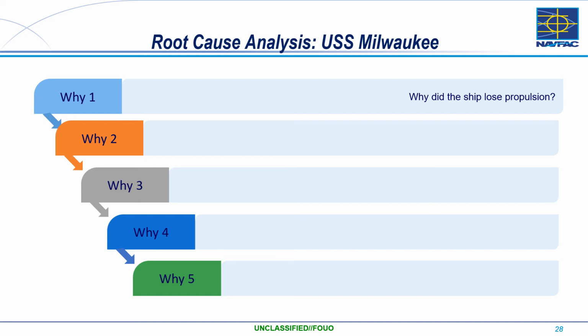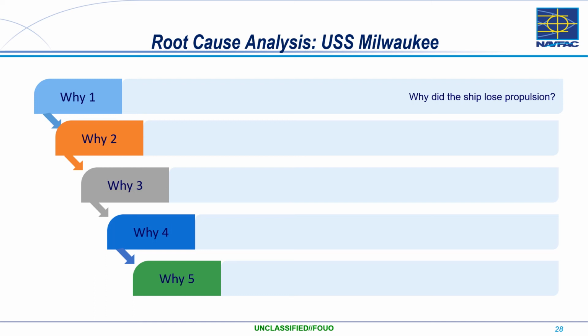Or if you prefer, you can just follow along here and I'll tell you the answers that were determined in the actual investigation. You can refer to the details of the situation on page 16 of your workbook. The first question directly addresses the problem and is, why did the ship lose propulsion? And here we want to come up with the most basic answer. It will take several whys to get to the actual root cause.